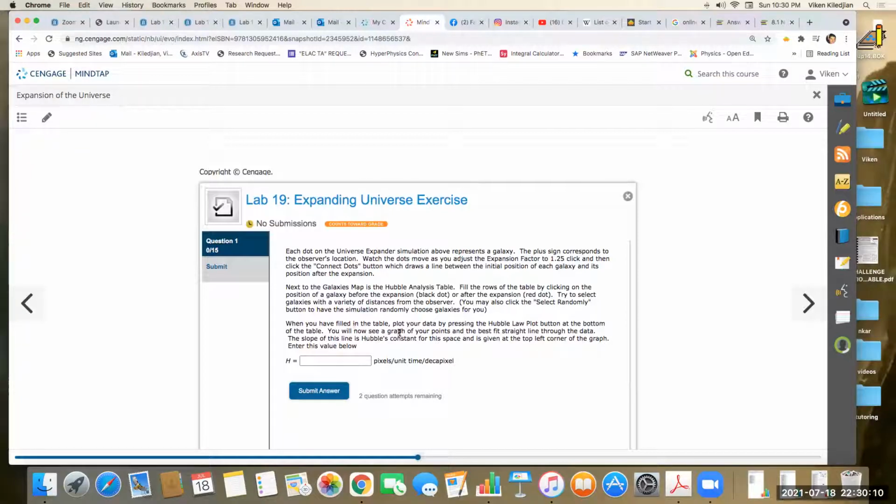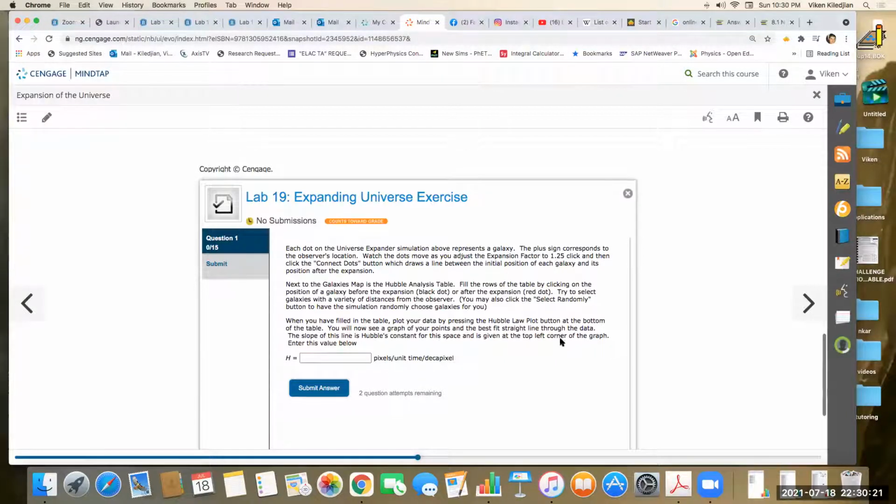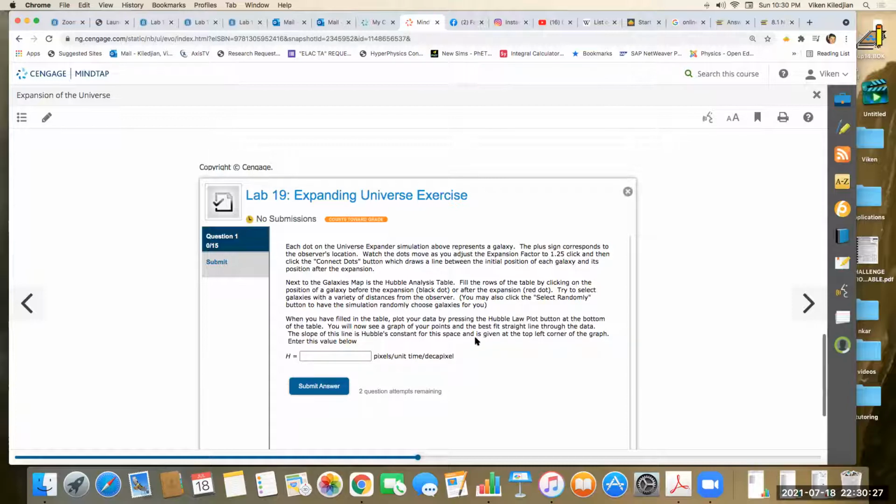When you have filled in the table, plot your data by pressing the Hubble Law Plot button at the bottom of the table. You will now see a graph of your points and a best fit straight line through the data. The slope of this line is Hubble's constant for this space and is given at the top left corner of the graph. Enter this value.